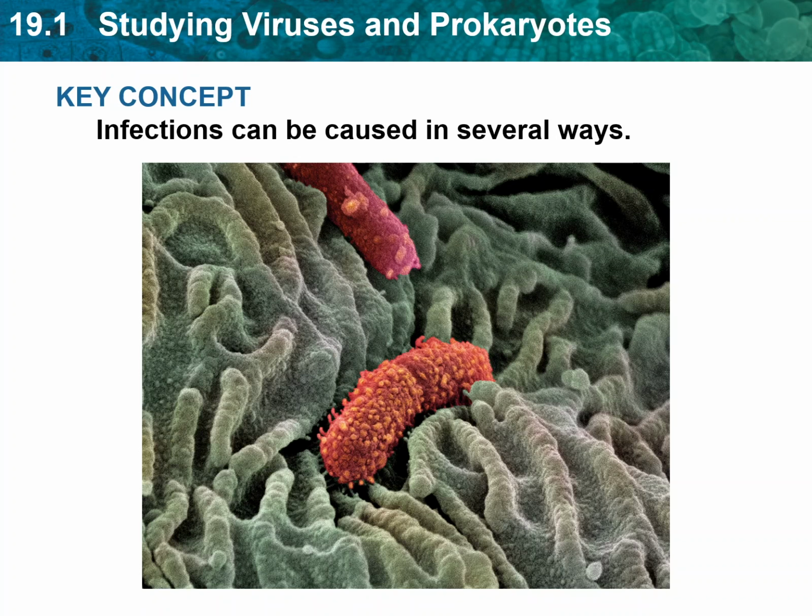This is Chapter 19, Section 1, Studying Viruses and Prokaryotes. Key concept: Infections can be caused in several ways. Main idea: Viruses, bacteria, viroids, and prions can all cause infection.